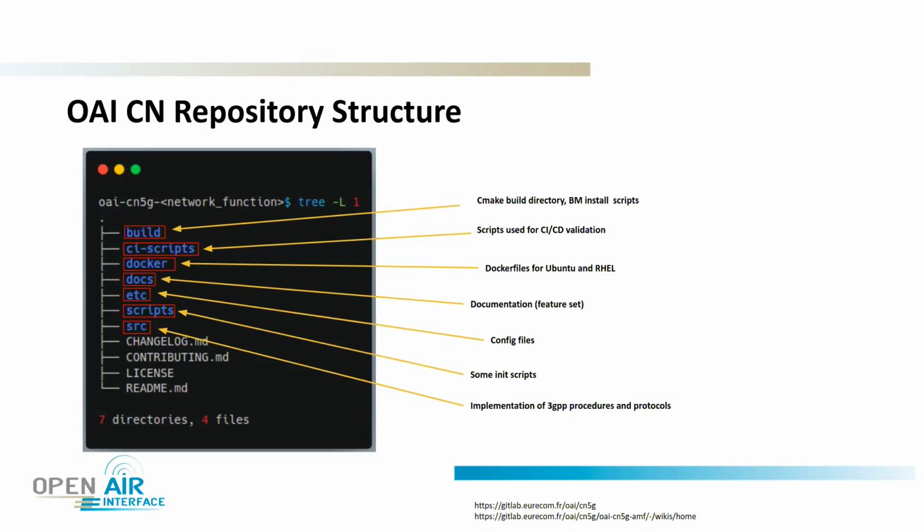After documentation we have the etc folder. We have the configuration file to run the network component. We set the environment variables, and then we have the script. We can have some initialization scripts, it's called the entry point also, which initializes the environment variables for the cloud-based deployment, etc. And then we have the actual folder, src, which implements 3GPP procedures and protocols.